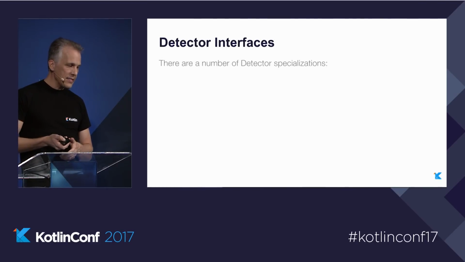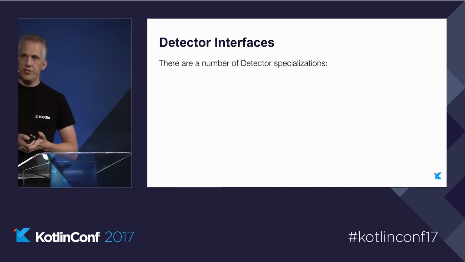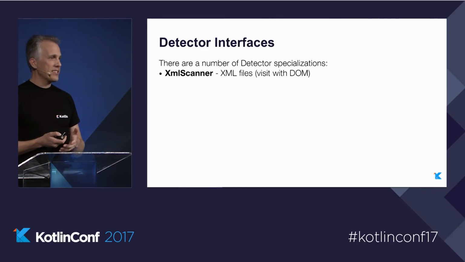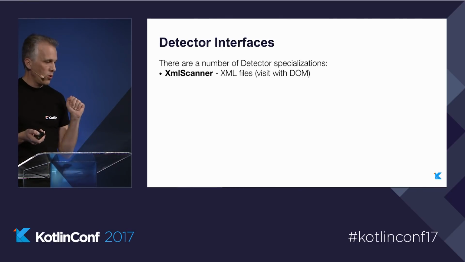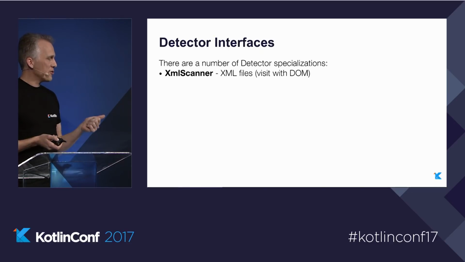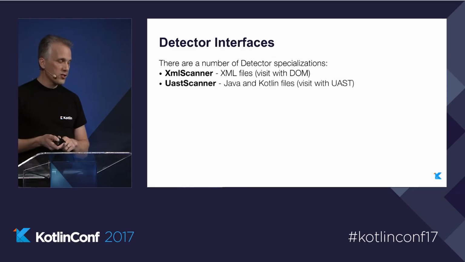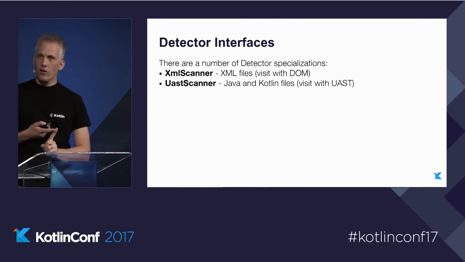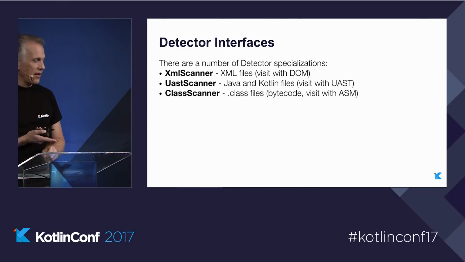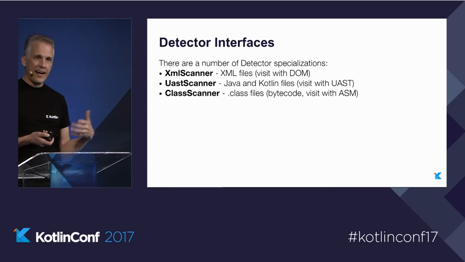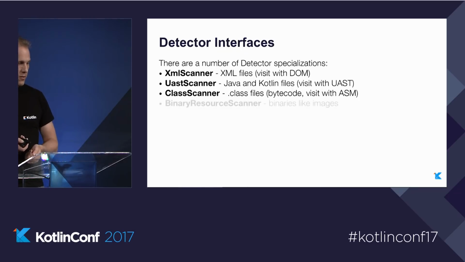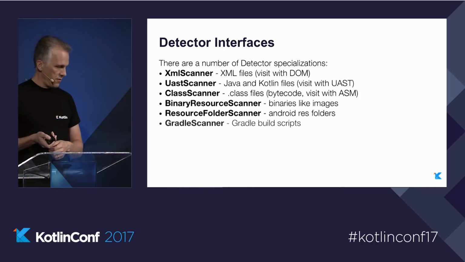So Lint has a number of detector specializations. These are feature interfaces that makes it a lot easier to write checks. So for XML files, there's an XML scanner you can implement. This lets you visit the file with DOM. There's a UAST scanner. That's how we're going to do our Kotlin analysis. There's a class scanner that lets you use the ASM bytecode library to visit the bytecode. And there's a bunch of other ones for other file types.